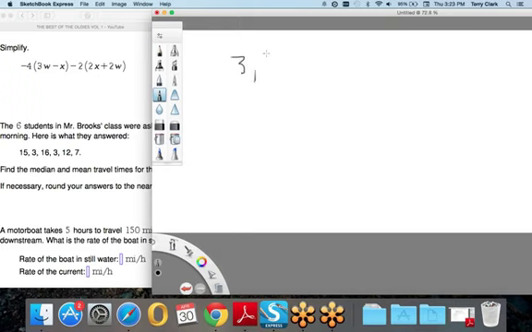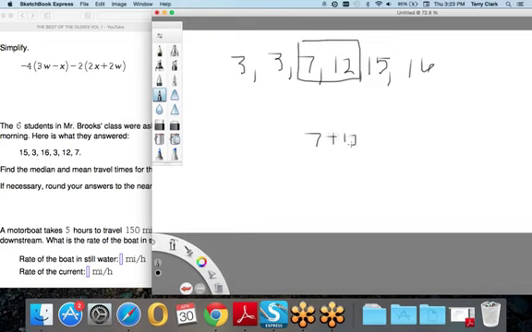So we've got 3, 3, 7, 12, 15, and 16. Okay, so we got 1, 2, 3, 4, 5, 6 numbers. The median is going to be found between these two numbers right here, between 7 and 12. Because we don't have an odd amount of numbers, it's not going to be one number in the middle, it's going to be two. We're going to take those two numbers, add them together, and then divide them by 2.